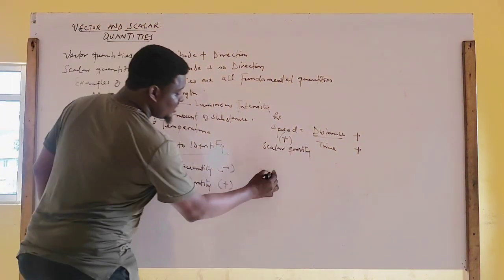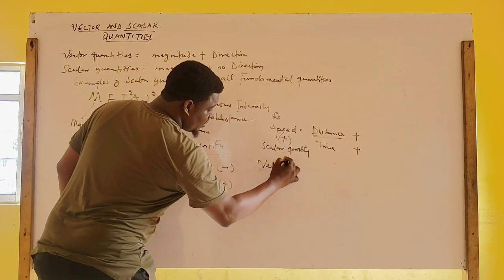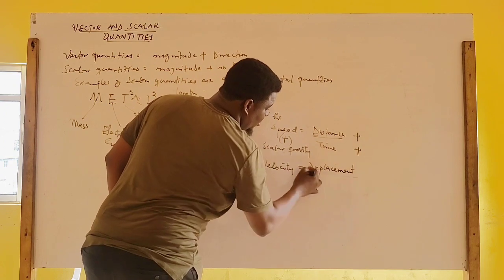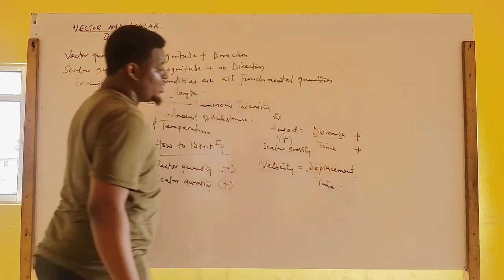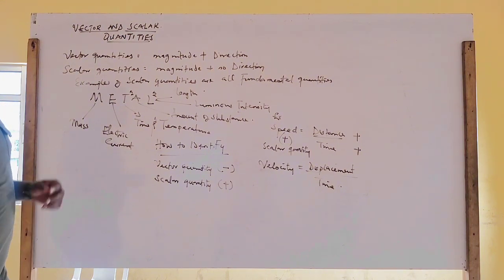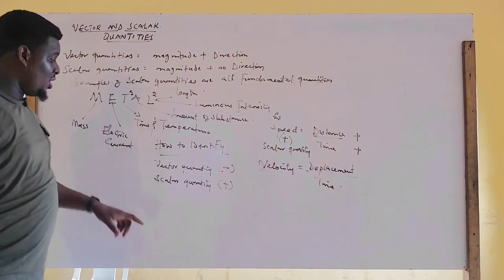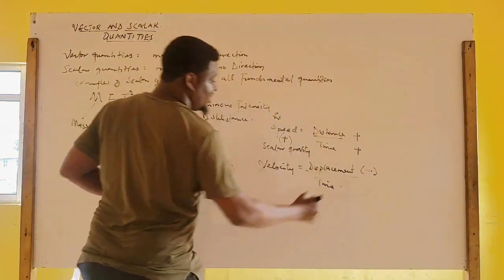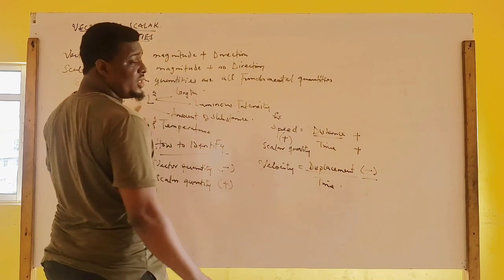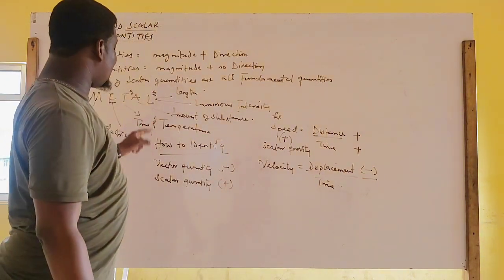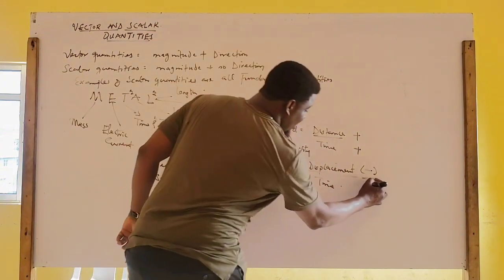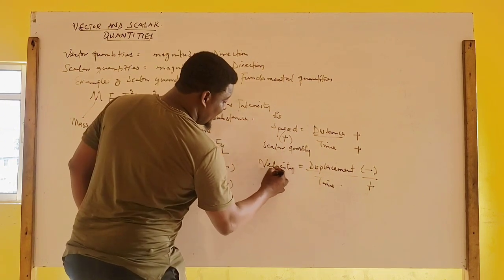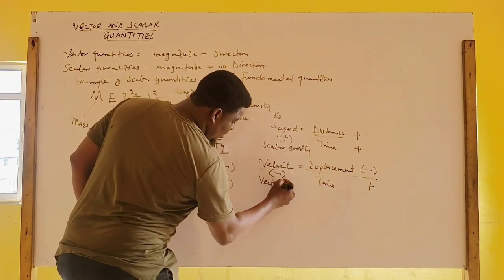Let us look at velocity. Velocity is displacement over time. Now, for velocity, displacement is a distance with direction, so it's a vector quantity. We put it there as minus, divided by time, which falls under fundamental quantity, which are scalar quantities. So you have it as plus. Minus divided by plus is minus, which is a vector quantity.